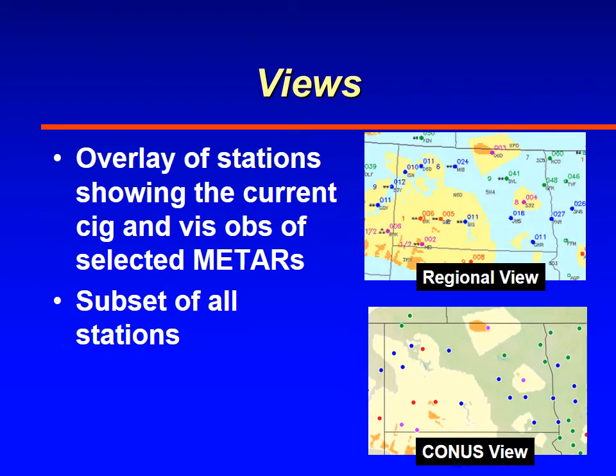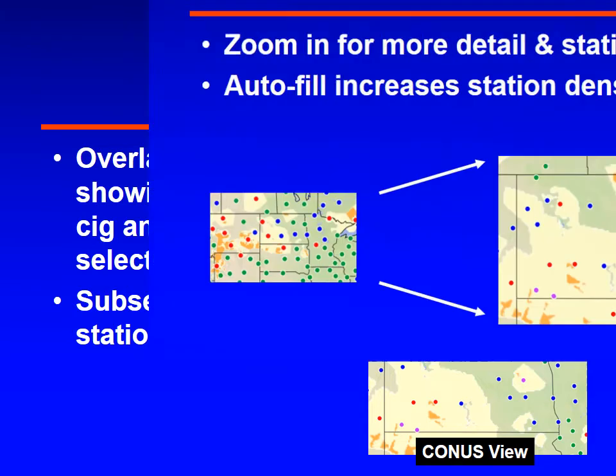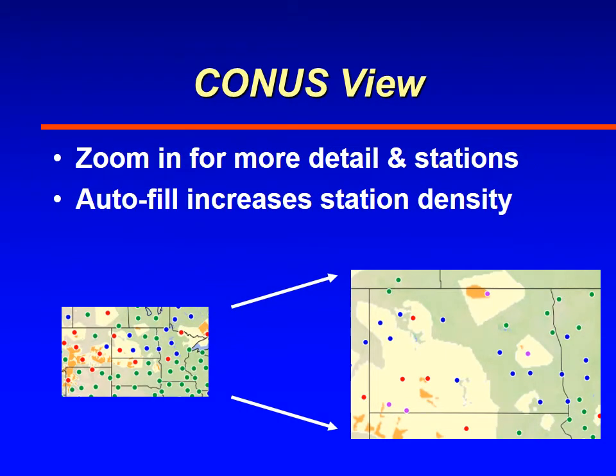And depending upon the view that you're in, you can zoom in and see more and more stations because it auto-populates the number of stations based on your zoom level. So if you want more detail, you got to zoom in and take a look in the CONUS view. This is not available in the regional view, but in the CONUS view. And as you increase the zoom, of course, you'll see more stations because they autofill the station density. In other words, the station density increases as you zoom in.